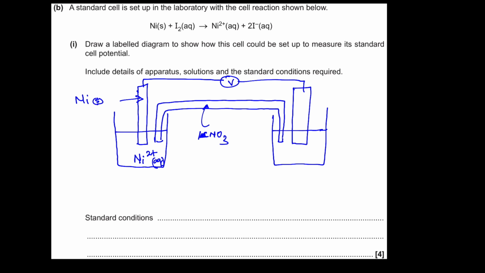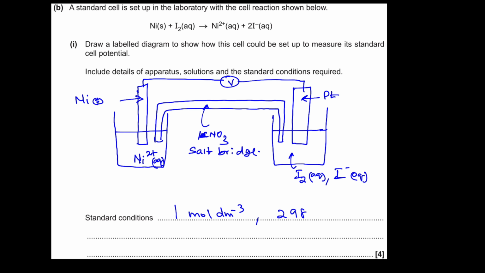And the iodine is liquid. We cannot use a liquid electrode, so we have to use platinum, and the electrolytes will be iodine aqueous and iodide aqueous, and we need to label the salt bridge. The standard conditions will be 1 mole per decimeter cube at 298 Kelvin.